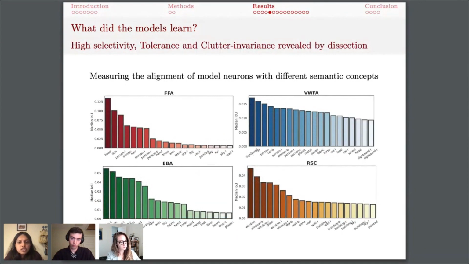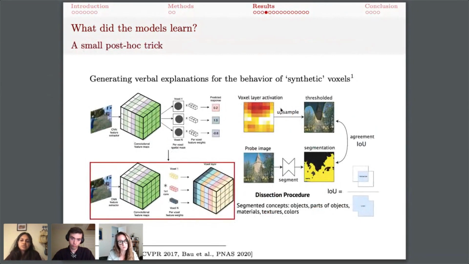And just to enable the network dissection procedure to be applicable to our models, we first discard the learned spatial selectivity of every voxel, and we use this learned feature tuning for every voxel to create an independent convolutional layer. And so with this trick, we can align the goal of understanding the response properties with the goal in computer vision research of understanding units in a convolutional layer.